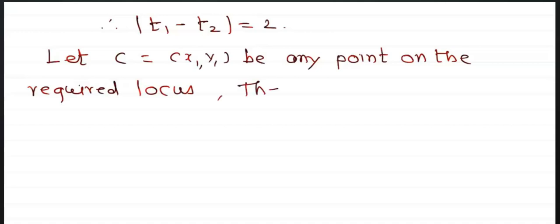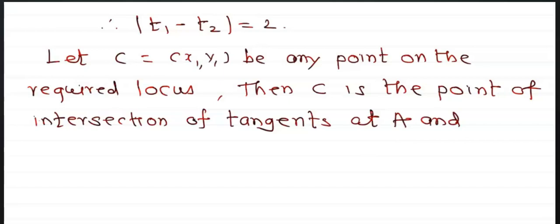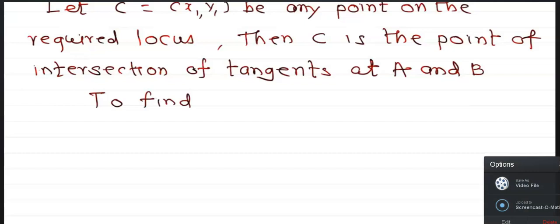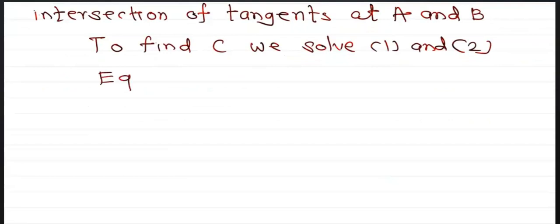Then C is the point of intersection of tangents at A and B. Therefore, to find C, we solve equation number 1 and 2. This is the theoretical type of question. To find C, we solve equation number 1 and 2. That is, equation number 1 minus equation number 2.